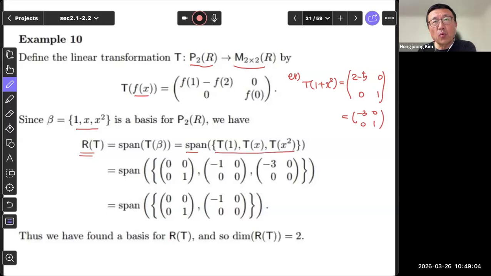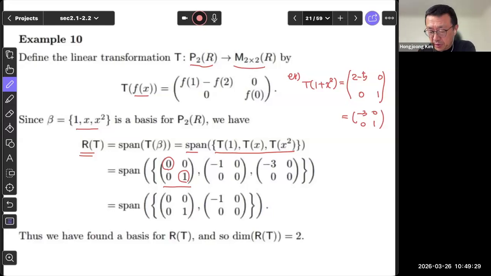Now, what is T of 1? In case of T of 1, it is a constant function. So f of 1 and f of 2 will both be 1. So f1 minus f2 will be 0. And f of 0 is 1. So this matrix is the image of the constant function 1.